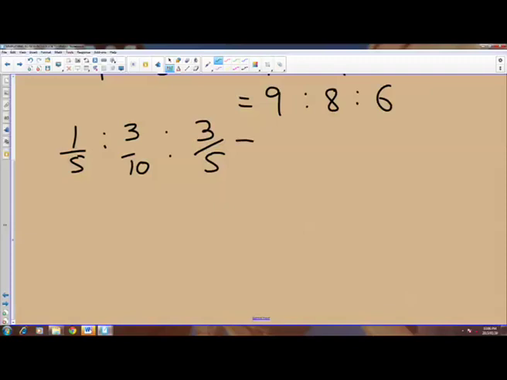So we will multiply throughout by that lowest common multiple. So this will simplify to 1 over 5 multiplied by 10 is to 3 over 10 multiplied by 10, not is to 10, but multiplying by 10, is to 3 over 5 times 10.